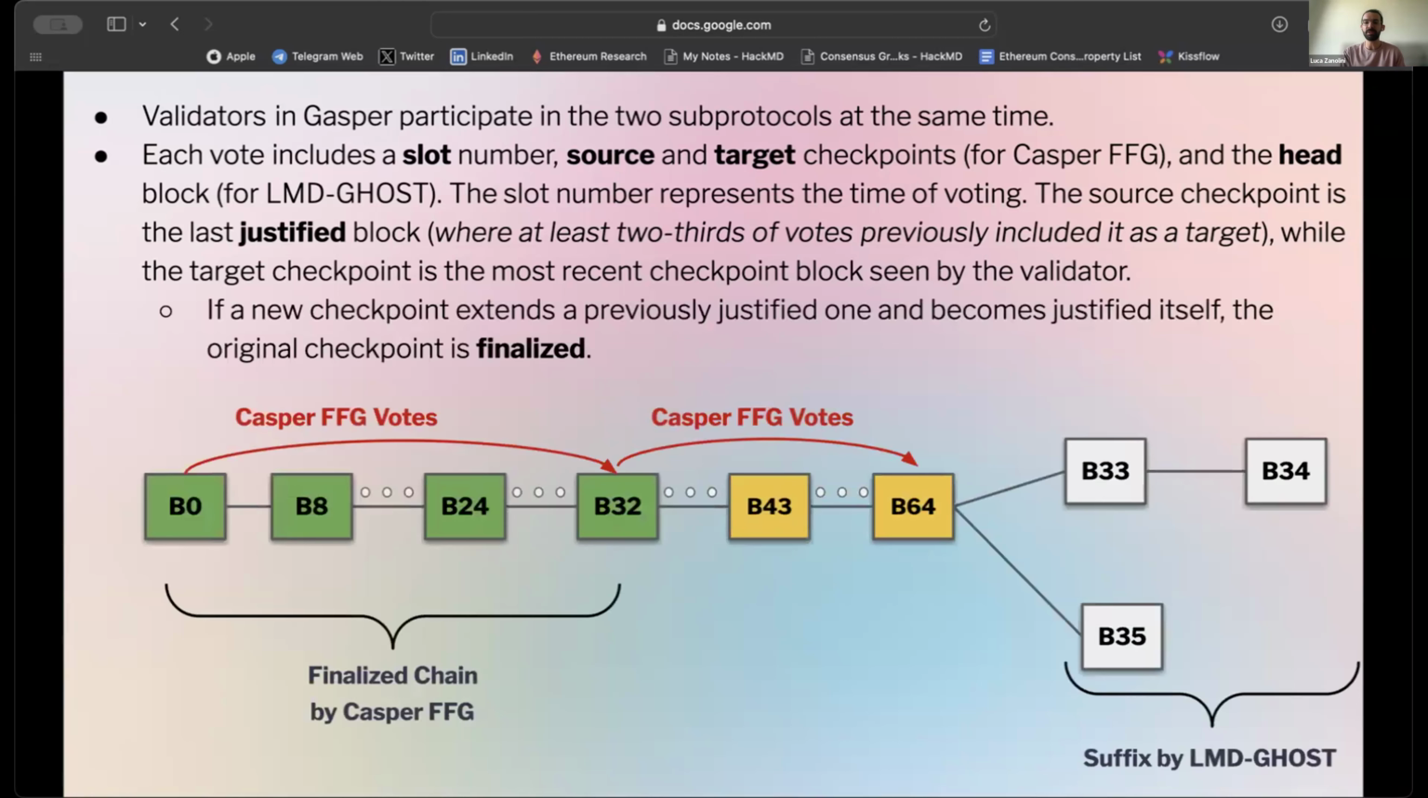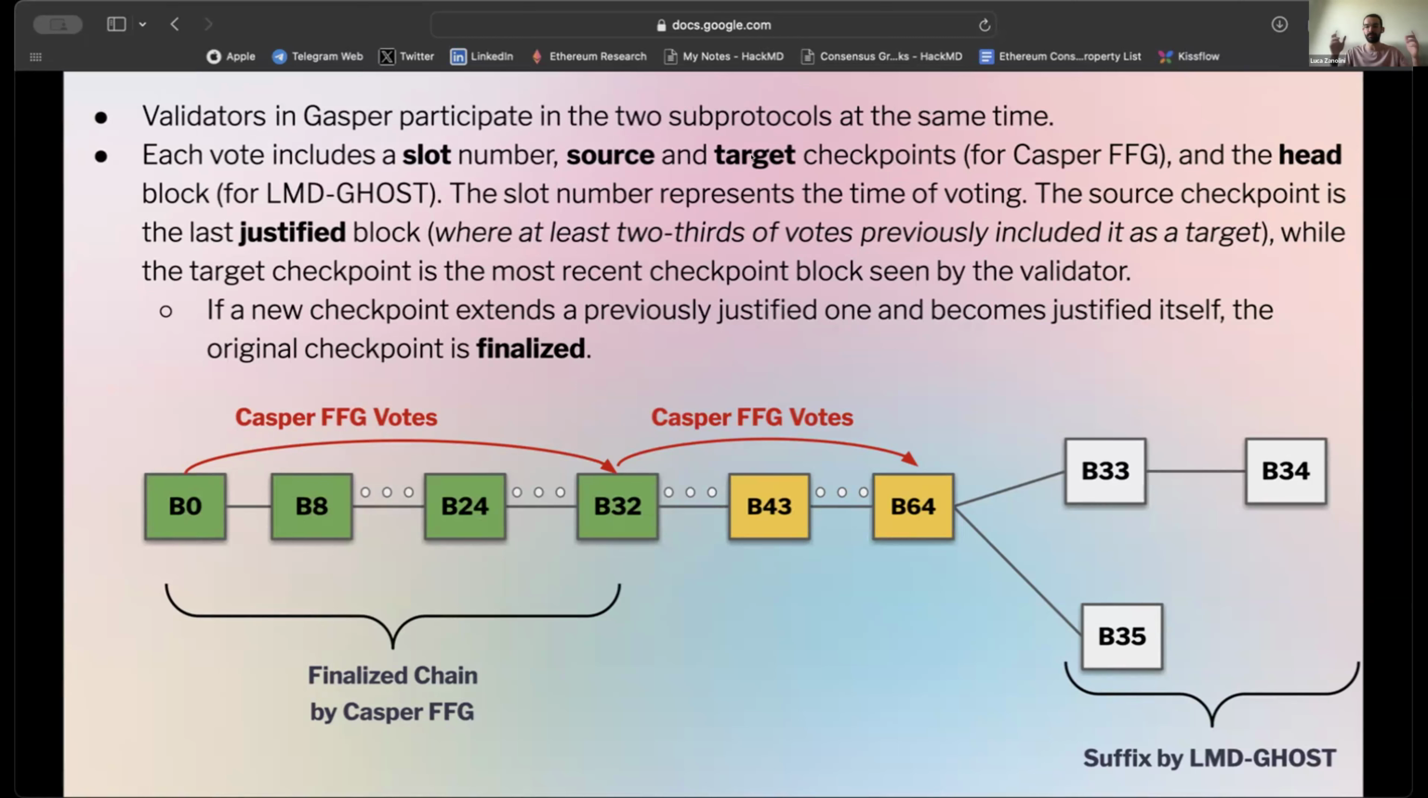Specifically, the contributions for Gasper are themselves divided in two parts. One is called the source, and the other is called the target checkpoint. Here, checkpoint is just a technical term. Let's just think of it as a block at a specific height of the chain, which usually corresponds to the beginning of an epoch. Technically, these checkpoints are the first block proposed in an epoch, or the latest block proposed in the previous epoch if no block is proposed in this epoch. And basically what happens is the following.